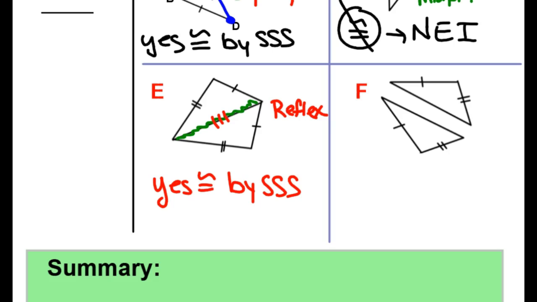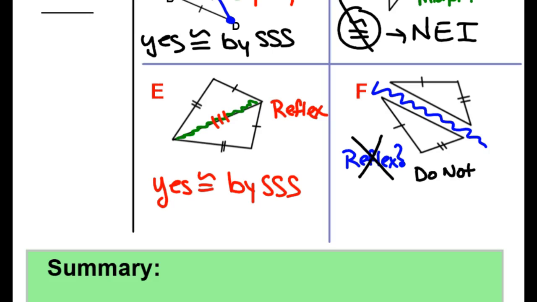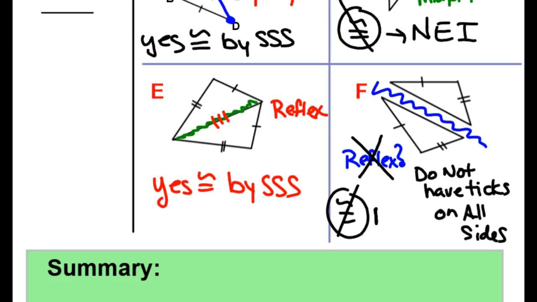Looking at F, do we have the reflexive property here? Question mark. Do these two triangles touch, or is there a gap? And because there is a gap, we cannot use the reflexive property. We do not have tick marks on all sides. So are these triangles congruent? No, they are not congruent. Not enough information.